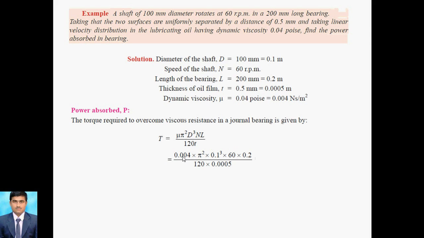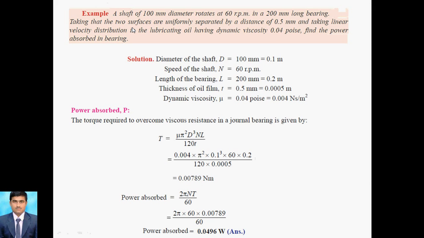After that solution we will get the torque 0.0700789 Newton meter. Now we know that the power absorbed is equal to 2 pi N T by 60, and here 2 pi as it is, N is 60, T is already calculated over here, that is 0.00789. We take this as it is divided by 60. Again I repeat, 2 pi is constant, N is 60 rpm given to you, then torque is already mentioned here, 0.00789. So we calculate here, and after that we find out the power absorbed. So this much amount is power absorbed by the bearing.